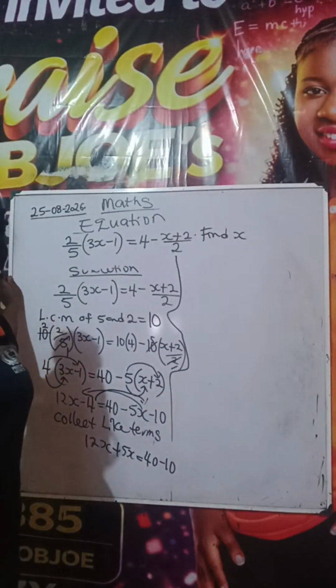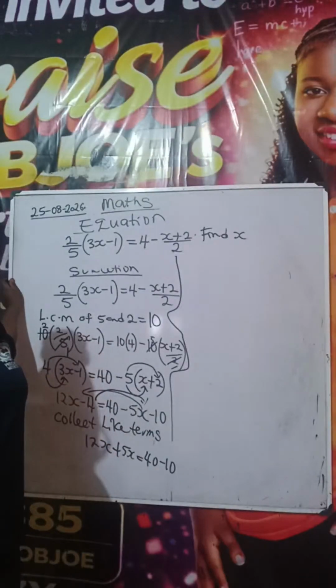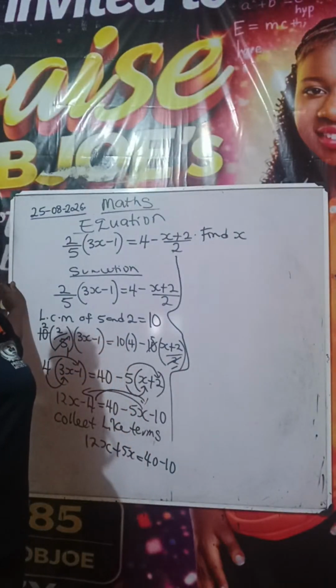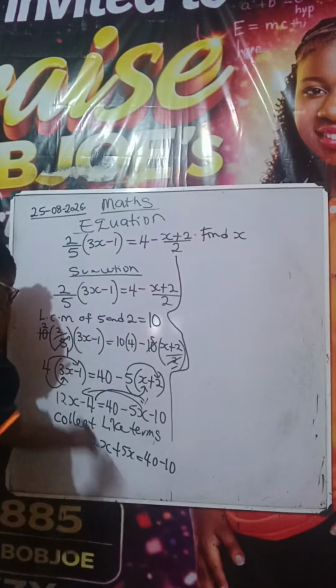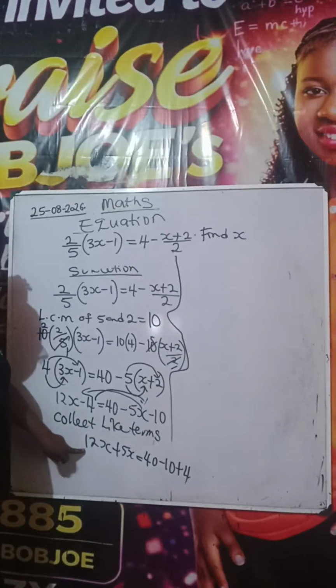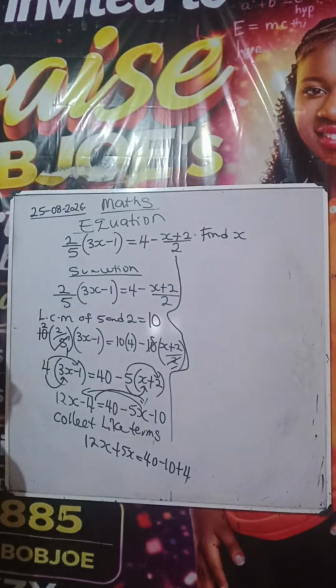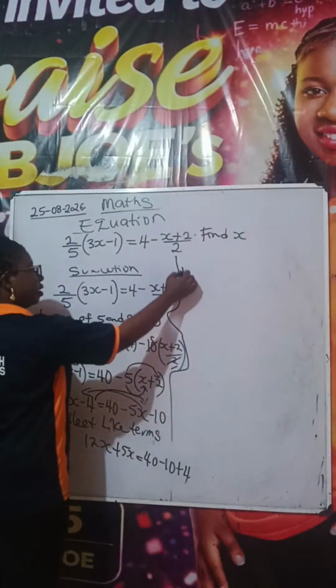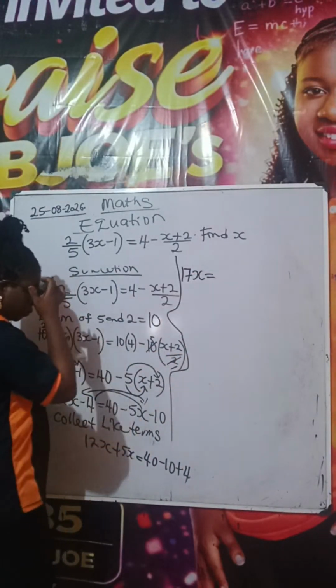So what is it going to be? Minus 4 is moving to the right. So will it be plus or minus? We are getting positive, correct. So we have plus 4. So now look at it. 12x plus 5x, what is it going to give us? We have 17, correct. So I'm going to write it here. So we have 17x equals to, now look at the left side.